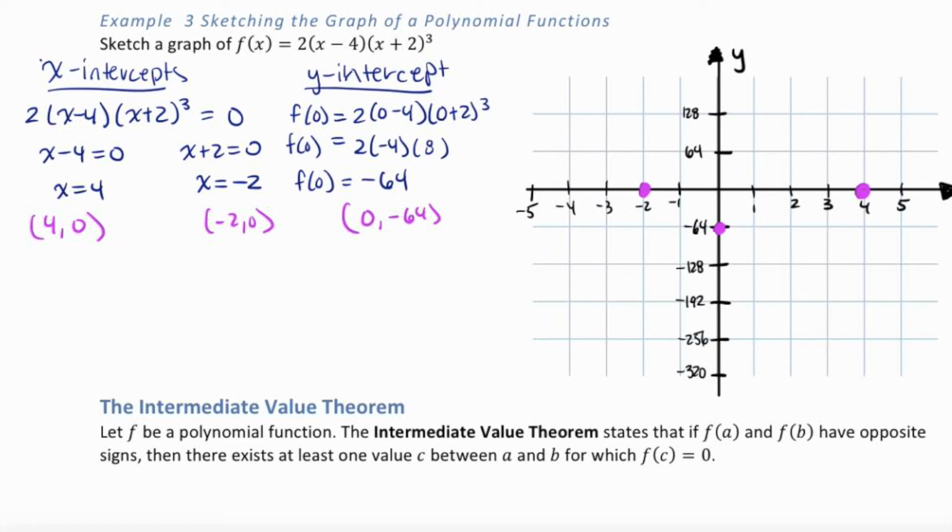Now, what is the end behavior of this graph? Well, the degree of this polynomial is found with this x and this x. This is going to be to the power of 1, and this is going to be cubed. So this will come out to x to the 4th because I have an x here and an x cubed. So this is a 4th degree polynomial.